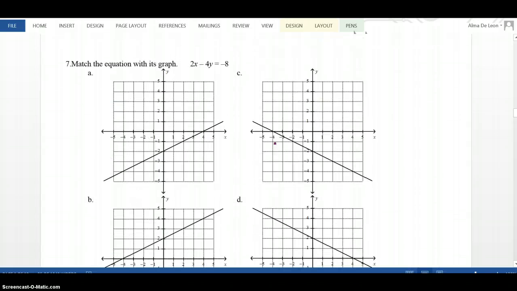Number 7. Match the equation with its graph. So again, I'm going to make my life easier by solving for the intercepts. I'm going to begin by writing the equation 2x minus 4y equals 8. I'm going to begin by looking at my x-intercepts.